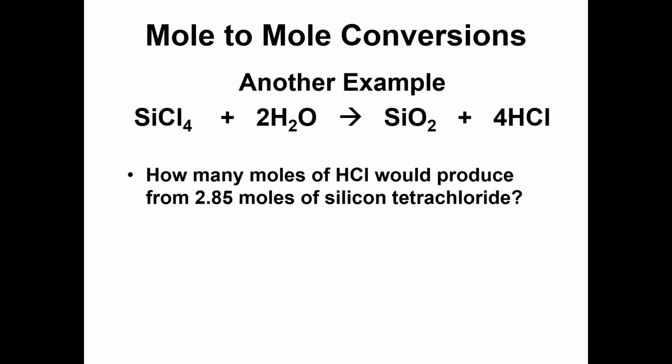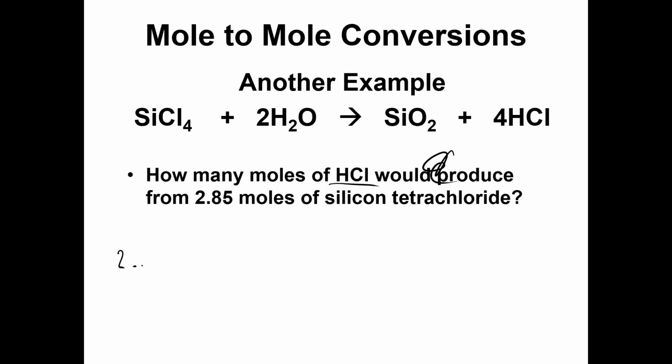Different reaction. Let's take a look at it, but nothing really changes here, right? So now we have different reactants and different products, and we have different coefficients, right? But it doesn't change the concept. So how many moles of hydrochloric acid would be produced, okay, I gotta fix that, from 2.85 moles of silicon tetrachloride.